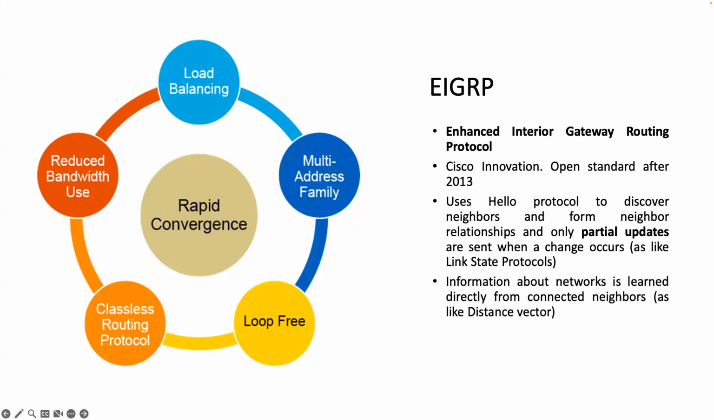It uses the hello protocol to form adjacencies or neighborship among two different routers. We use a hello protocol between those devices. It sends partial updates, however, since it's an enhanced distance vector routing protocol. Can anyone tell me what is the difference between a distance vector and a link state routing protocol?